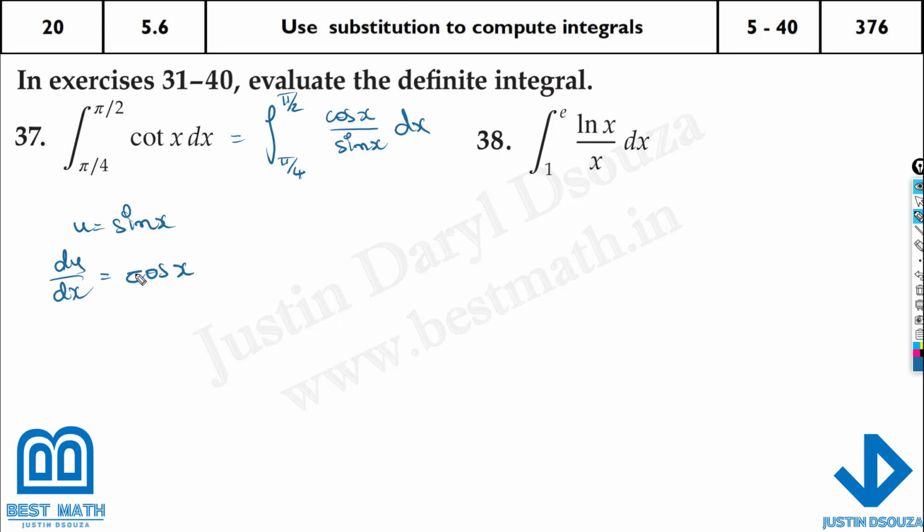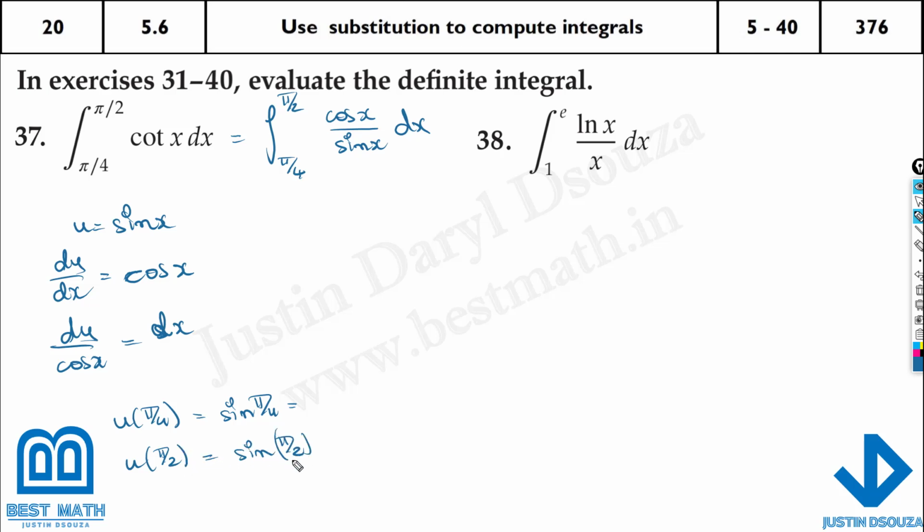Be careful, sometimes I get confused because we have derivatives, we have integrals, so you need to be thorough, practice more problems, then it will naturally come. You will not be confused with these identities. Now this is the derived one. It will be du by cosine x, that is equal to dx. But it's not over, we need to find the new limits. So u of pi by 4 will be equal to sine pi by 4, and u of pi by 2 will be equal to sine pi by 2. We will just substitute these values in the calculator.